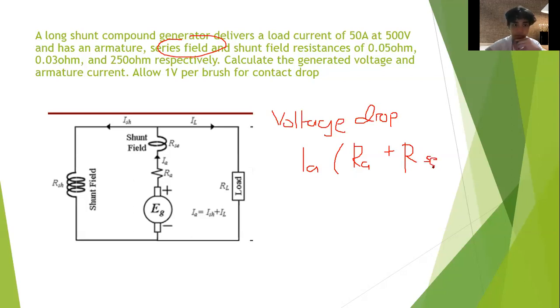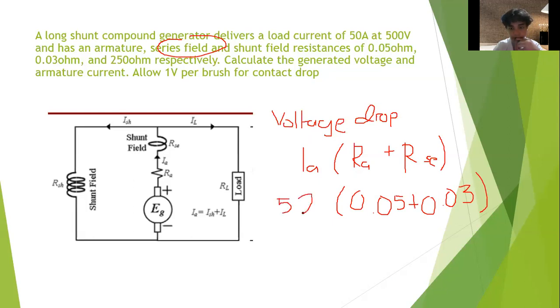So we will have 0.05 plus 0.03, multiplied by the previously obtained 52 amps. For that, we will have a voltage drop of 4.16 volts.